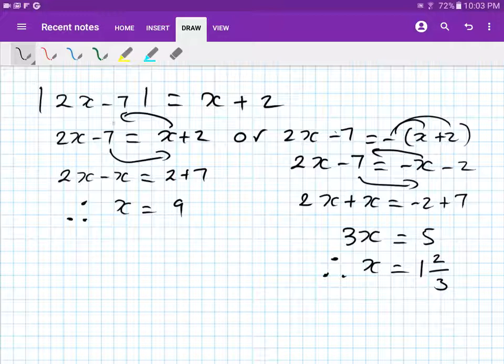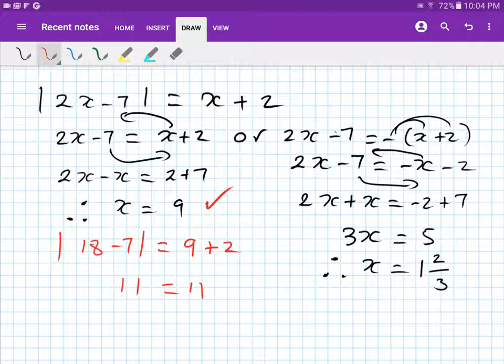Now if I put 9 in there, I choose a different color, I substitute 9 in there. If x is 9, I put it back. So that means 9 times 2. What's 9 times 2? 18, right? 18 minus 7, absolute value, equals 9 plus 2. So that gives me what? 18 minus 7 is 11. This one is also 11. So this is correct.